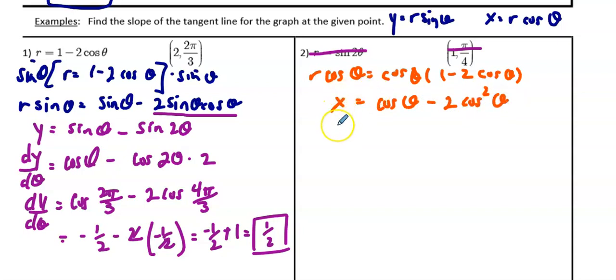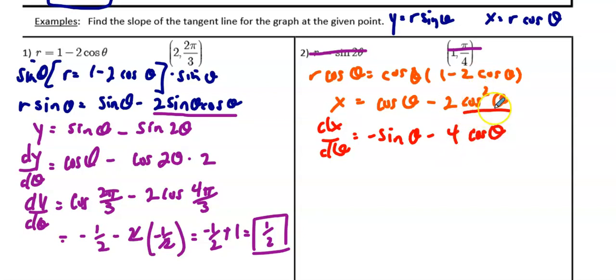And so we can do the same thing that we did over here. We can take the derivative of both of these implicitly. So the derivative of x would be dx with respect to theta. I can take the derivative of cosine, which would be negative sine of theta. And then remember, we are going to use the chain rule here. So we're going to move the 2 down, leave everything inside of the parentheses, and then multiply by the derivative of cosine.